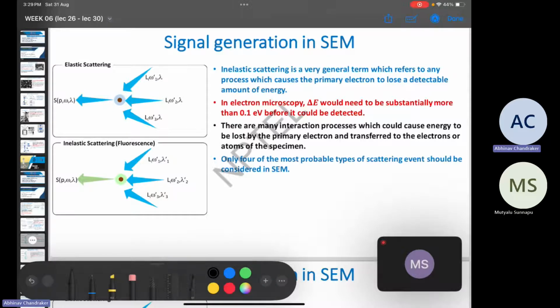We have already discussed in brief about the interactions that take place in SEM between the electrons and the material. So we'll again look at it now in more detail. The interactions can be of two kinds, inelastic or elastic. We have already seen that the elastic interactions do not involve any loss in energy. That is the major difference between elastic and inelastic. And inelastic interactions involve some loss of energy of the electrons.